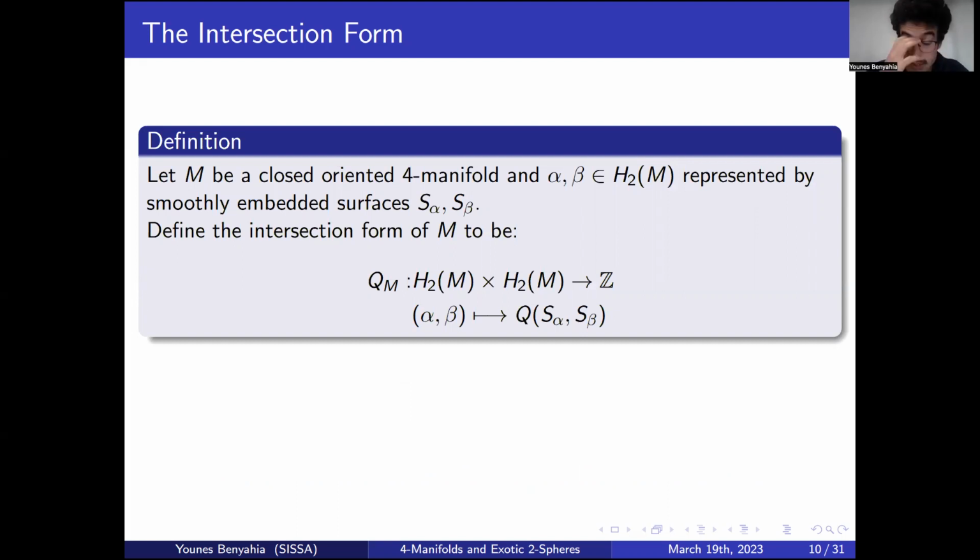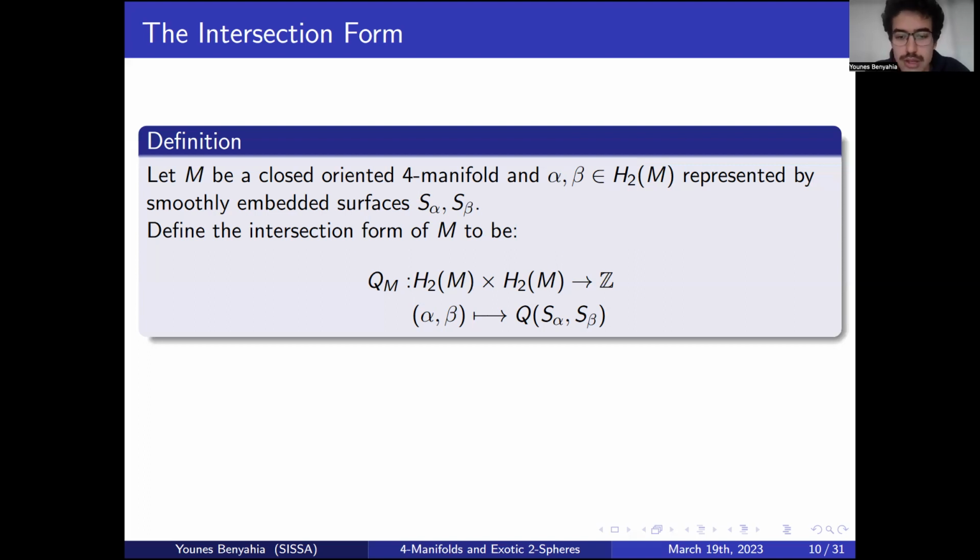We can now start to define what an intersection form is. If you take M to be a closed oriented 4 manifold, and alpha and beta two homology classes represented by smoothly embedded surfaces S alpha and S beta, you can define the intersection form of M to be a map from H2 of M times H2 of M to the integers, such that you send the pair alpha, beta to the algebraic intersection number of S alpha and S beta.